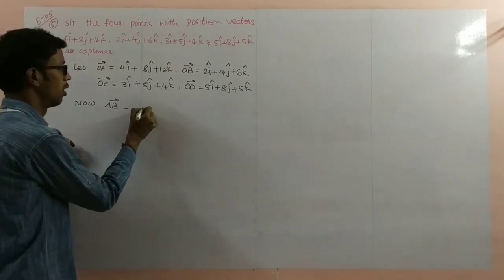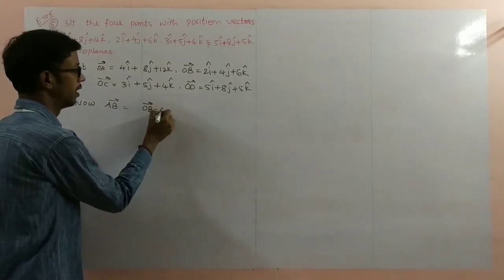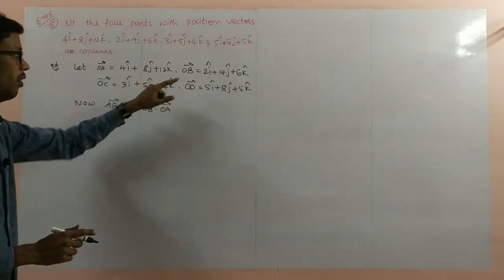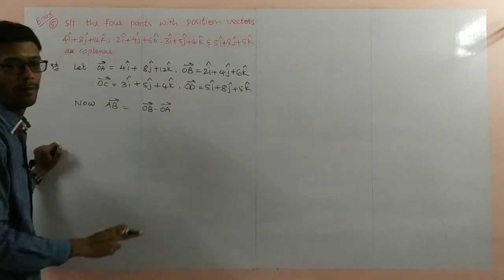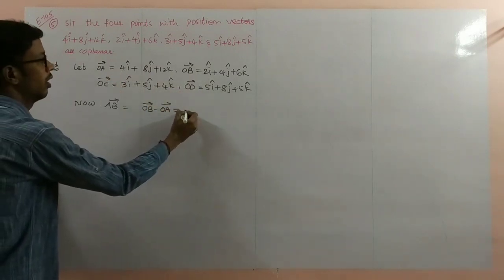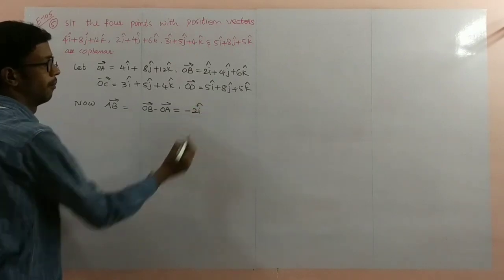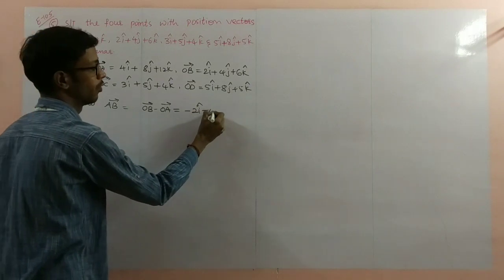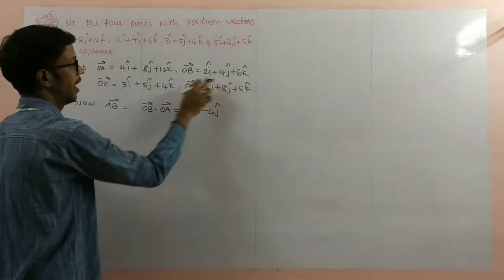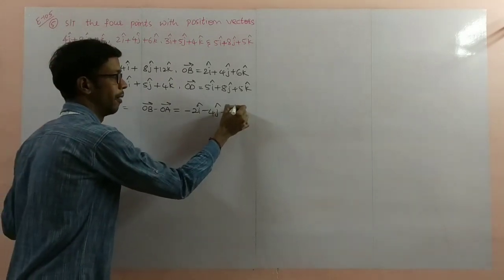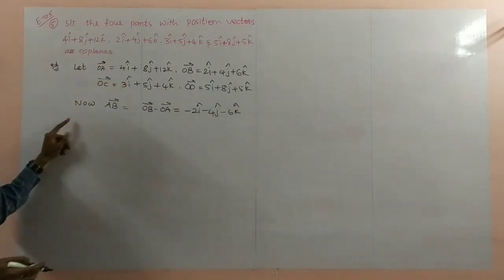AB bar equal to OB bar minus OA bar. What is the OB bar here? Directly I am writing 2i cap minus 4i cap equal to minus 2i cap. 4j cap minus 8j cap, minus 4j cap. 6k cap minus 12k cap, minus 6k cap. So this is the AB bar value.